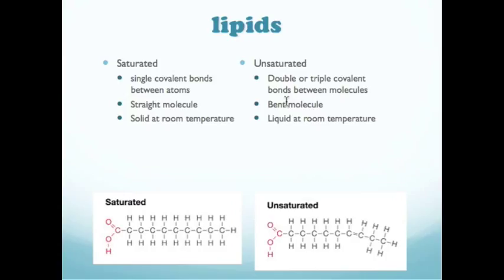Unsaturated lipids have double or triple bonds between the carbon atoms. What this means is they form kinks. Now, these kinks mean that the lipids cannot sit next to each other. They cannot compact very nicely, and this means they become a liquid at room temperature.